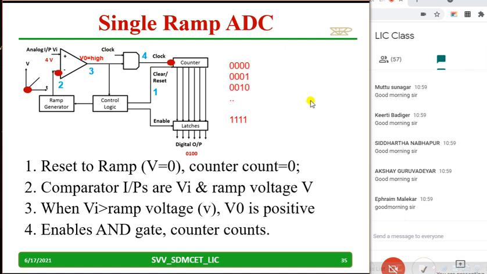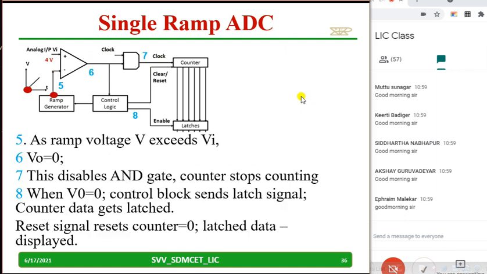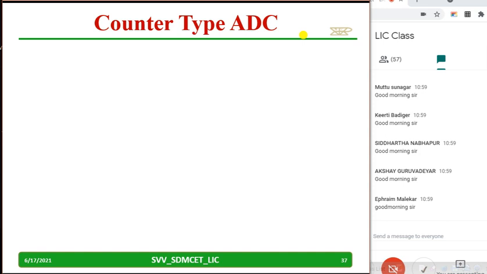And next, what will happen? Now the ramp voltage is also increasing. Because of this, the voltage at the inverting terminal becomes greater than 4 volts. The output of the op amp becomes low. The AND gate disables and the counter stops counting. The control logic will send a latch signal to the latch and a reset signal to the counter. So this is the single ramp A to D converter we have discussed.